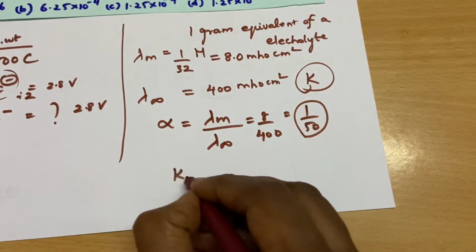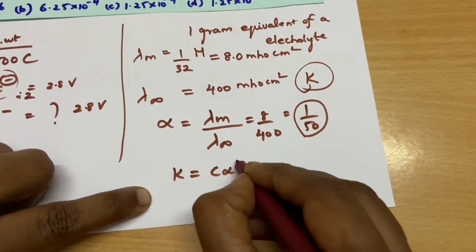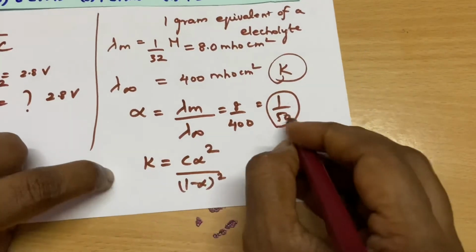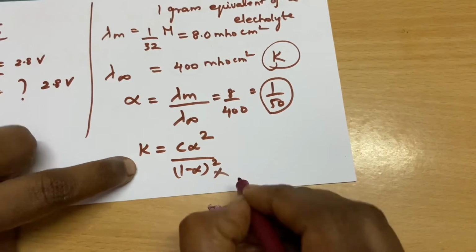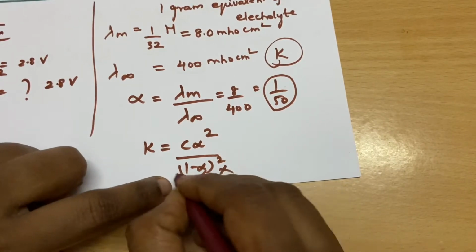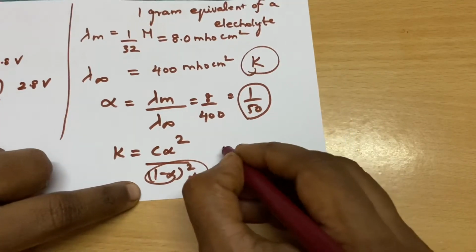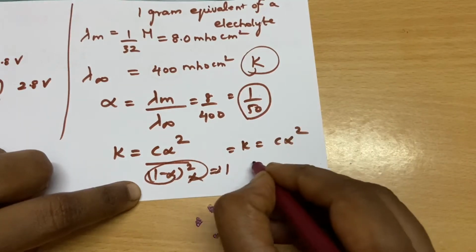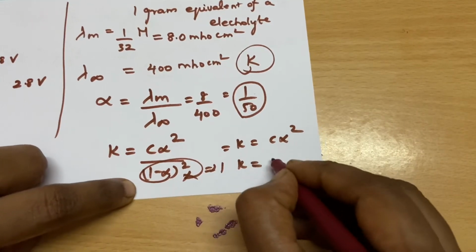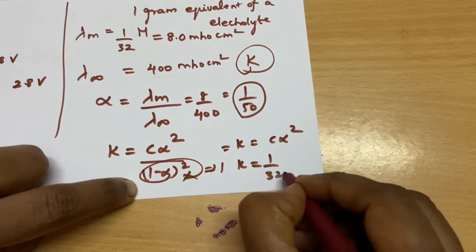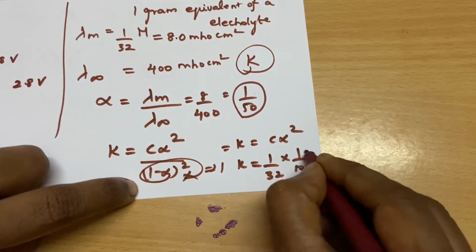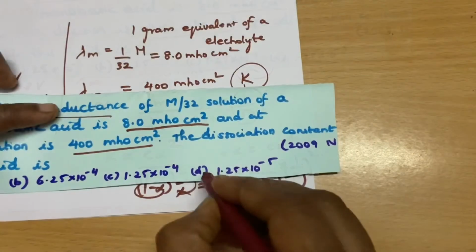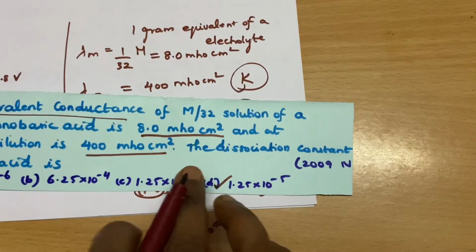Then to find this, K is equal to C alpha squared divided by (1 minus alpha) the whole squared. Here alpha is a negligible amount, so you can take this as 1. So K is equal to C into alpha squared, where C is the concentration, which is 1 by 32, into (1 by 50) the whole squared. If you solve this equation, the answer is 1.25 into 10 to the power of minus.